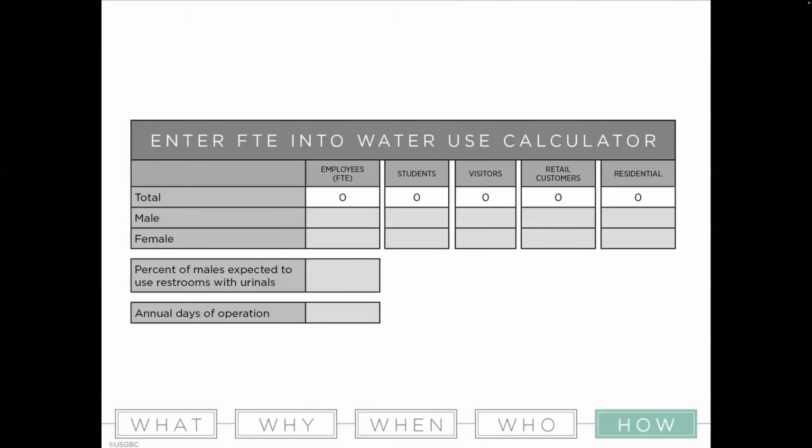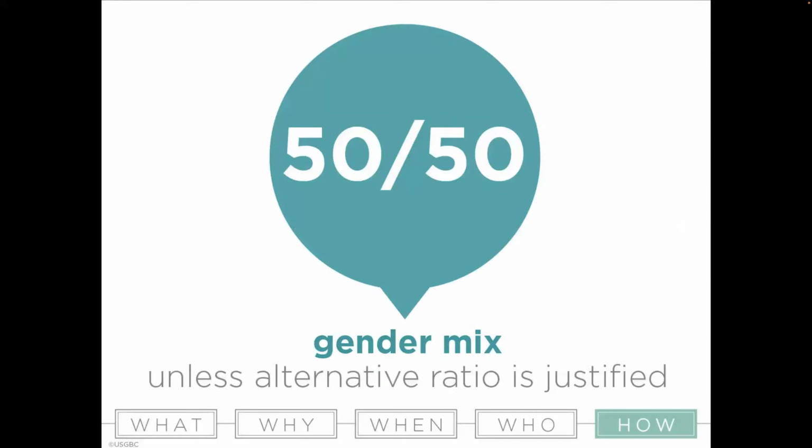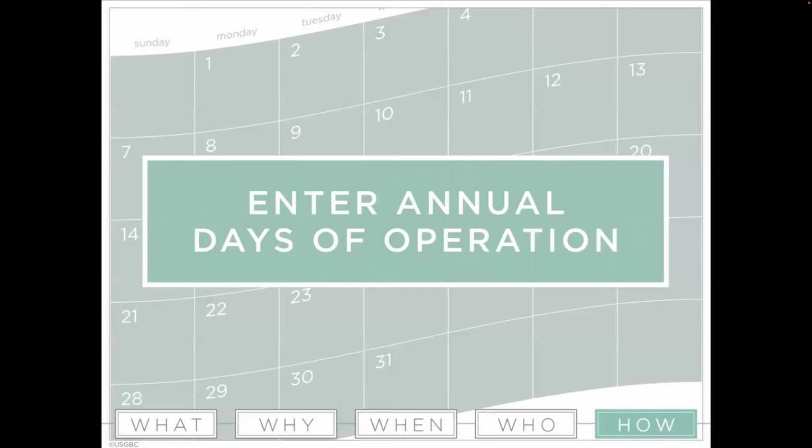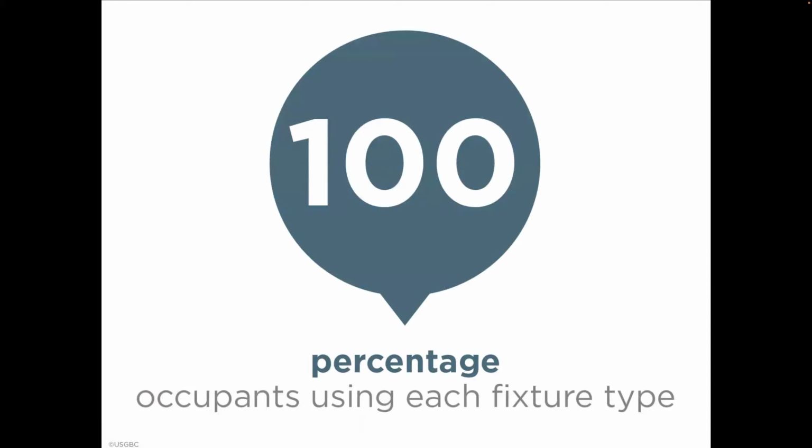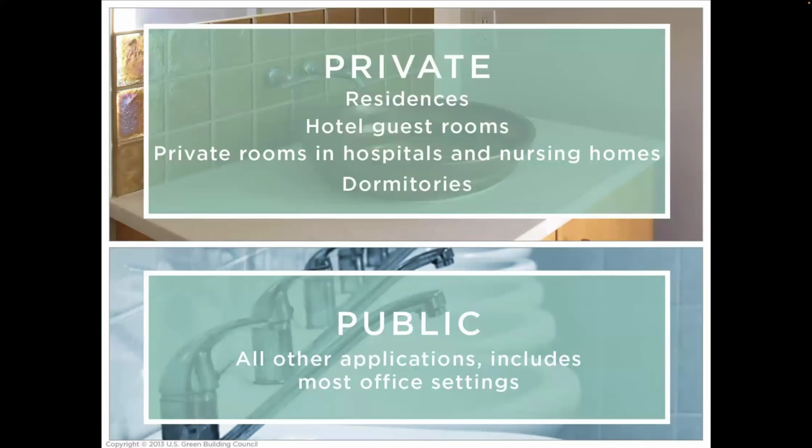So again, we saw all this. You're required to do a 50-50 mixed ratio of gender, entered days of operation, flow rate, fixtures. You have to upload all the fixture types you have, so you're going to do a lot of research finding the spec sheets for all the different fixtures and flow rates. And you have to presume that everyone uses it. Depending on whether they're private restrooms or public restrooms, you actually get different requirements. Public, you have better or easier requirements because they're public.